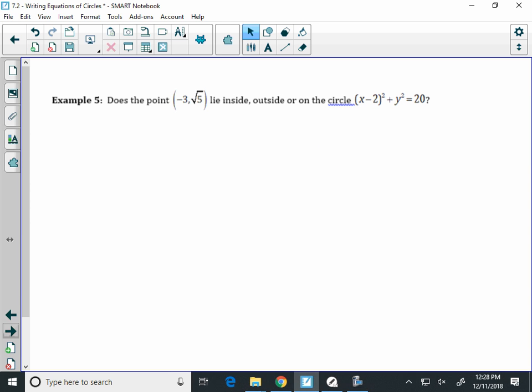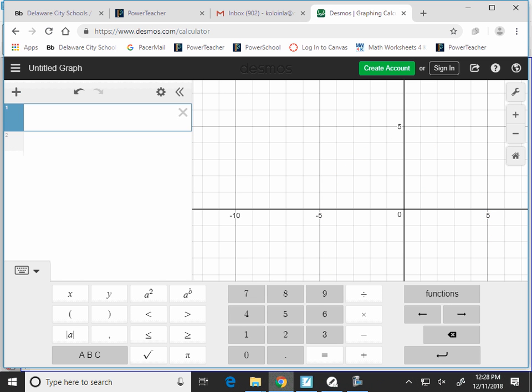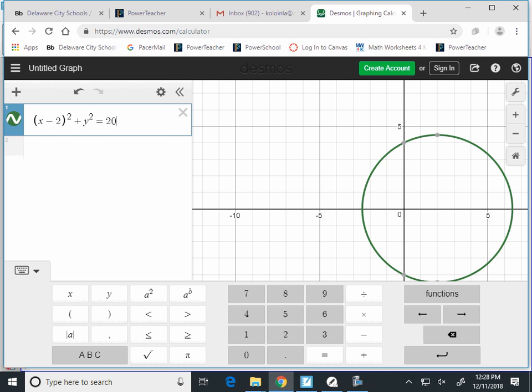Here, does this point lie inside, outside, or on the circle? Same exact steps. We type it in exactly how it is. I'm going to type in parenthesis x minus 2 squared plus y squared equals 20. And then type in that point. Parenthesis, you have to put your points in parentheses. Negative 3, comma, radical 5.